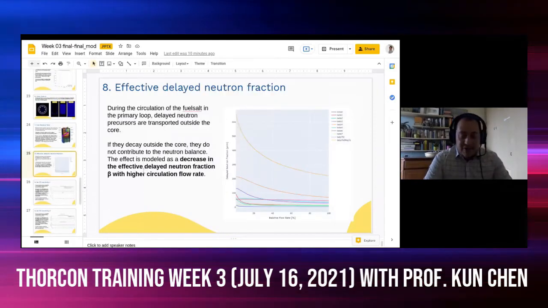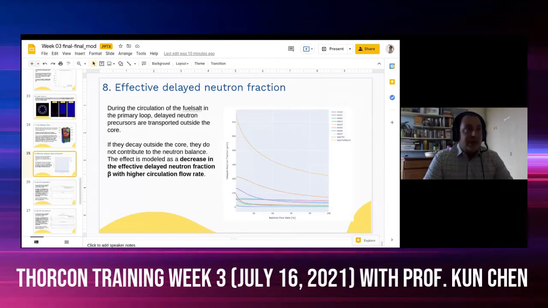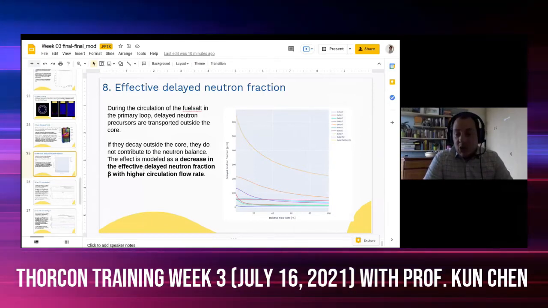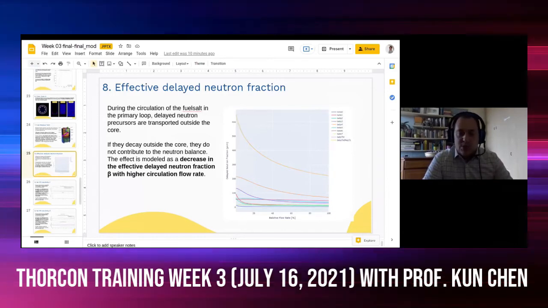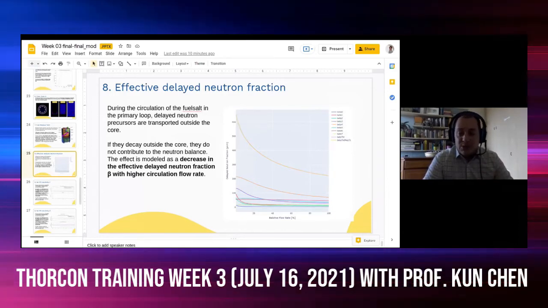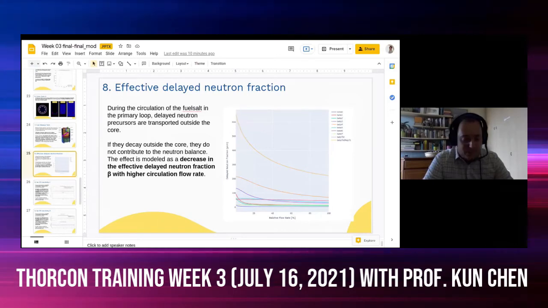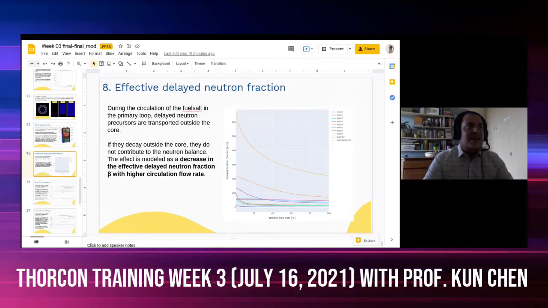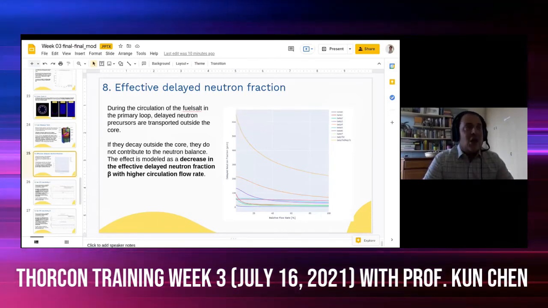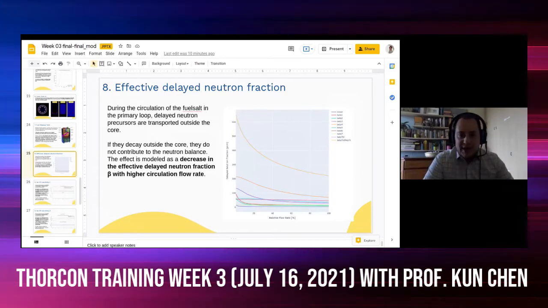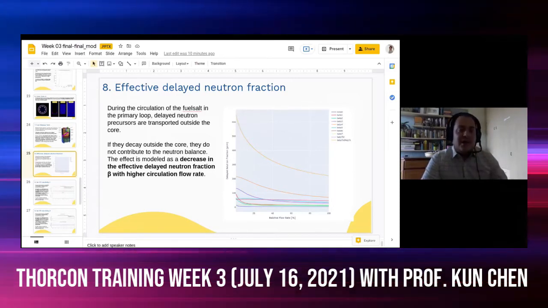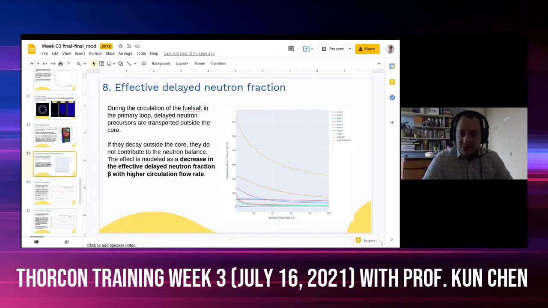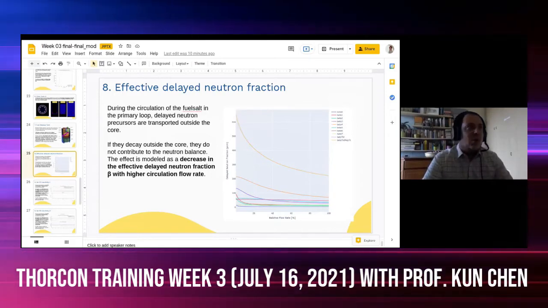And so the effect on the neutron economy of the delayed neutrons leaving the core is rather mild. Say we are losing 0.03% of the neutrons due to this move. On the other hand, it has some effect on the control of the reactor. This is related to the fact that we finally have an effective delayed neutron fraction which is slightly lower.